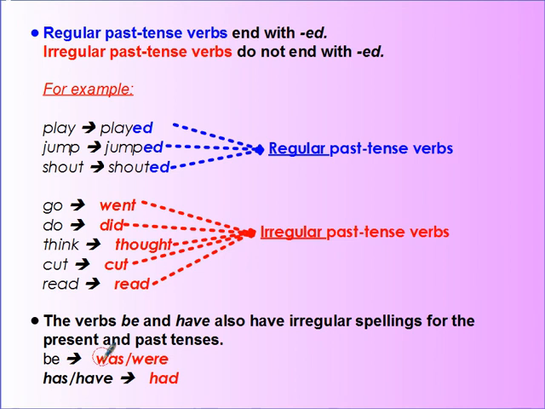Be becomes was or were in the past tense form. For example, when I want to use it with she, I can say she was dancing next to me. Whereas when I want to use it with they, I should say they were jumping on the trampoline. Now let's talk about has or have. If I want to change any of these verbs to the simple past tense, they become had.